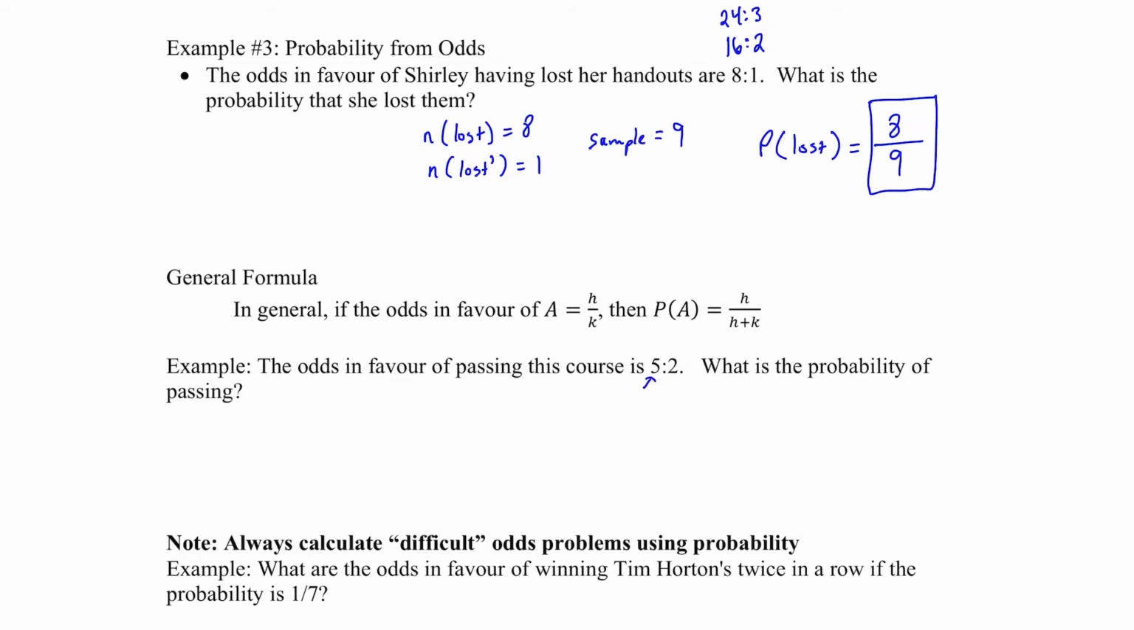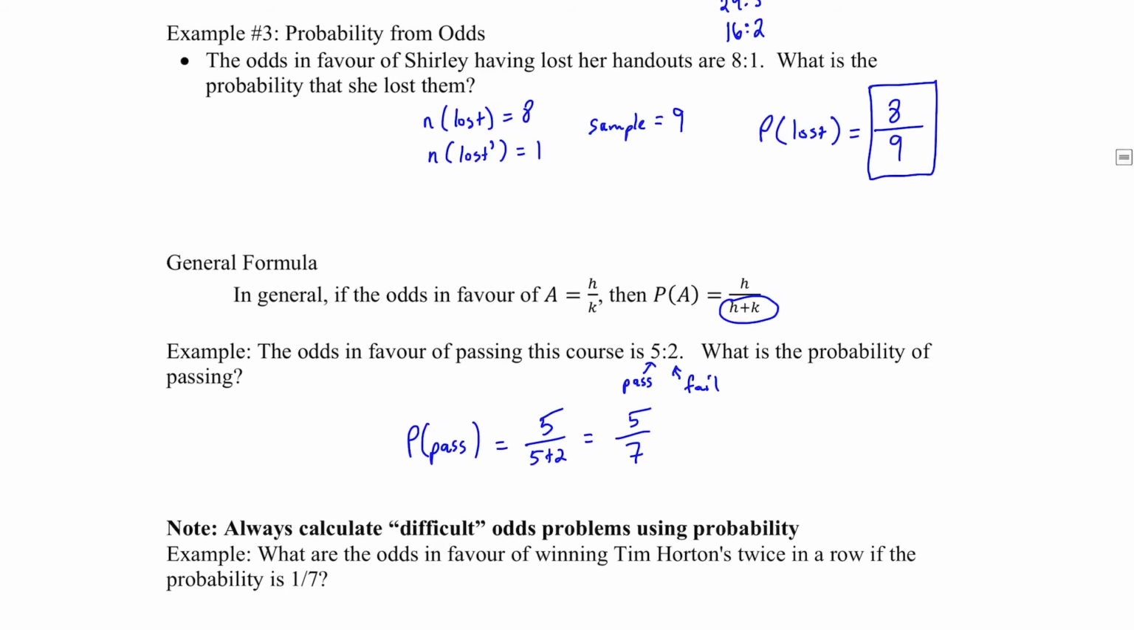Okay, so you can imagine 5 people pass and 2 people fail. So that would mean the probability of a pass is equal to 5 over 5 plus 2, which is this part of the probability. So that would be 5/7. So there is a 5 in 7 chance that you would pass this course.